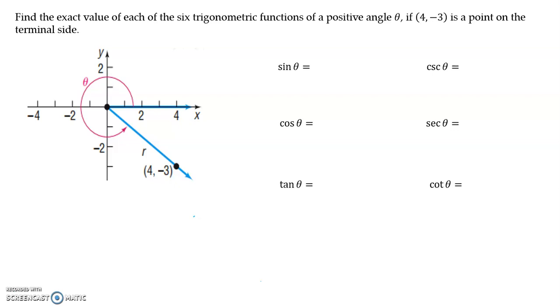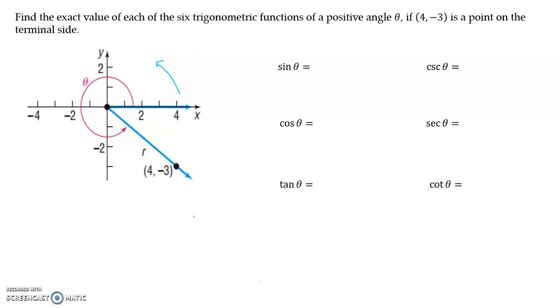In this problem, we want to find the exact value of the 6 trig functions. We're going to be working with a positive angle, and we also know that the point (4, -3) is going to be a point on our terminal side of that angle. So let's go ahead and give ourselves a little mini sketch of what's going on. Since we're working with a positive angle, we know that angle is opening upward.